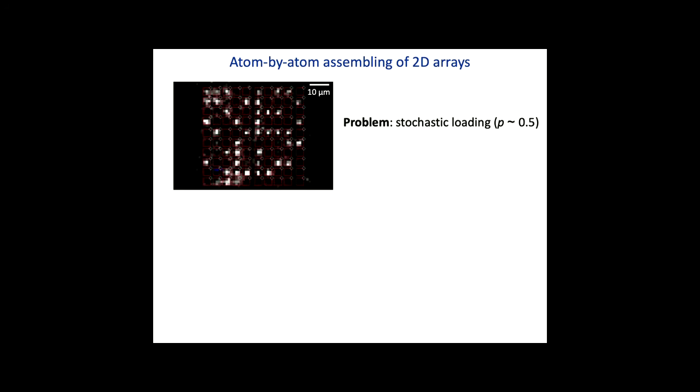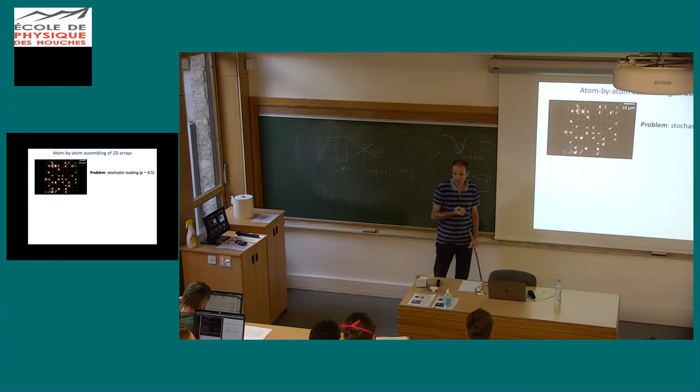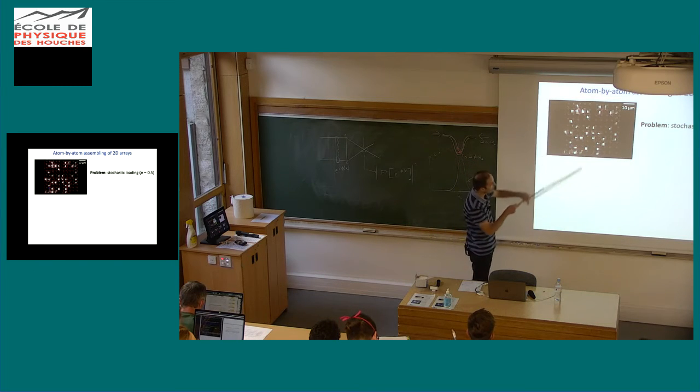So as far as the atom is concerned, now we have a problem, obviously, which is the non-deterministic nature of the loading. This is a real-time movie where you see atoms entering and leaving in a 10 by 10 array. All the small squares that you see here correspond to the regions where the atoms are supposed to be trapped. And you see that it blinks. The blinking means an atom enters and leaves. Okay, so that's kind of obvious. You never have all the traps filled at the same time. So this is kind of a problem.